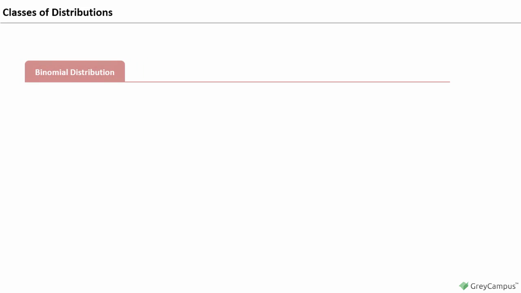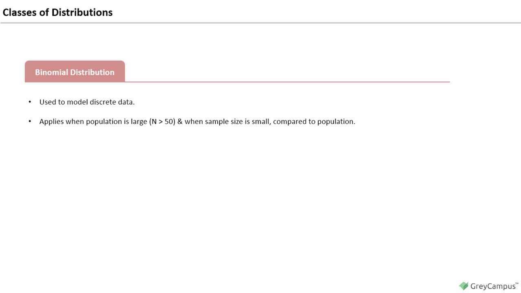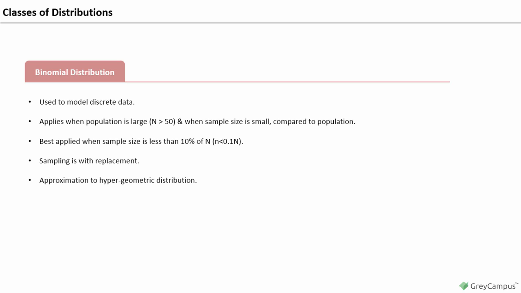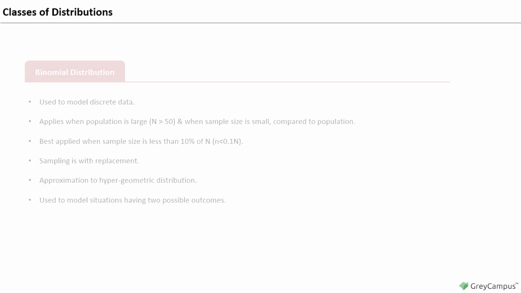Binomial distribution, used to model discrete data, applies when the population is large, n greater than 50, and when the sample size is small compared to the population. Best applied when the sample size is less than 10% of the population, n less than 1/10 N. Sampling is with replacement, an approximation to the hypergeometric distribution, used to model situations having two possible outcomes.